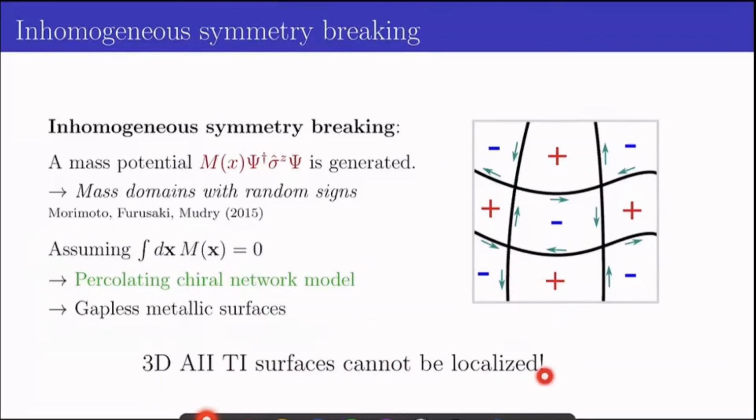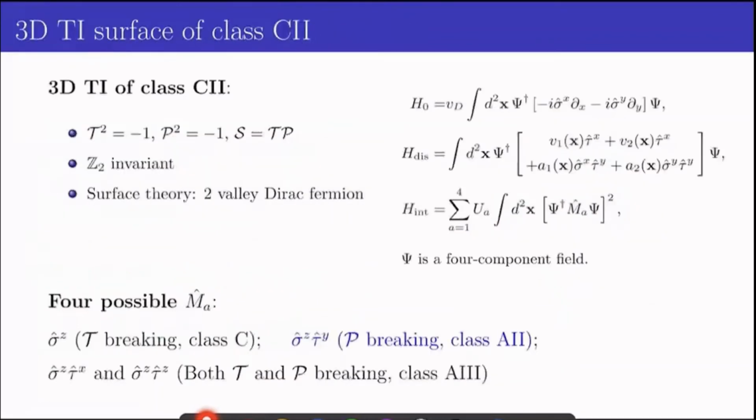The example I would like to discuss today is the class C2. It's characterized by time reversal symmetry and particle-hole symmetry, therefore chiral symmetry. And the topological invariant is a Z2 invariant. The topologically non-trivial theory contains 2 Dirac fermions. Therefore, there are 4 possible mass terms, among which there is a mass term that breaks the particle-hole symmetry but preserves the time reversal symmetry. And this brings down the C2 surface state to an A2 system because the particle-hole symmetry is broken.